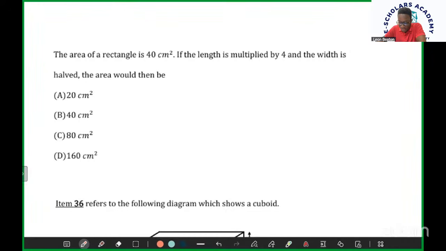So the area of a rectangle is 40 cm squared. If the length is multiplied by 4 and the width is halved, then the area would be... So once again, different question, similar approach. Whatever we do to the length and the width, we can do to the answer, which is the area. They said the length is multiplied by 4, so we can do 40 times 4. 4 times 0 is 0, 4 times 4 is 16. Then they said the width is halved, so we can halve this. If we have 160, we'll end up with 80. So 80, which is C.